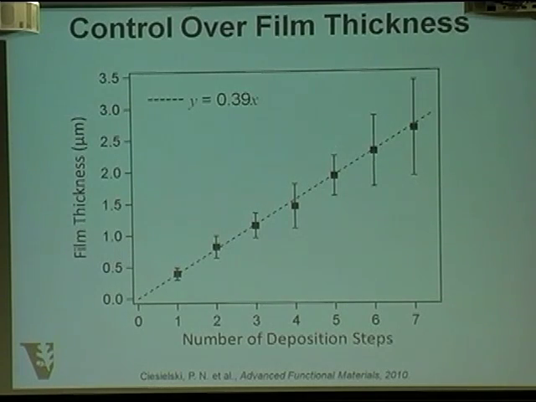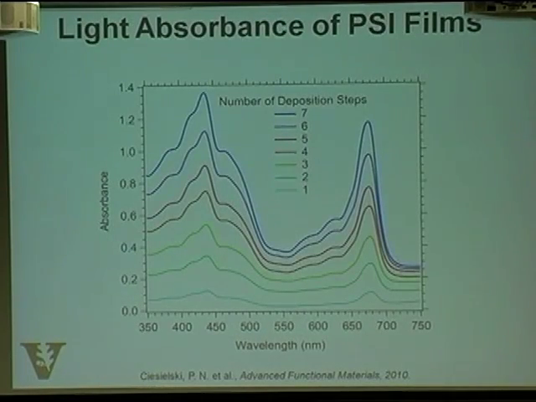I want to point out, too, as we do a deposition step, we're actually getting much more than a monolayer of protein. The slope there suggests almost 400 nanometers of protein deposited per step. Okay, so we're talking then roughly 40 layers of protein at a time that we're able to put down by this method. The more protein leads to greater absorption of light. And so as we build these layers up, they do absorb more light.